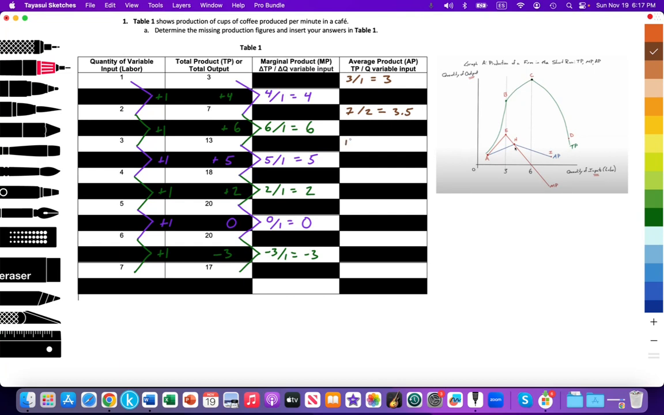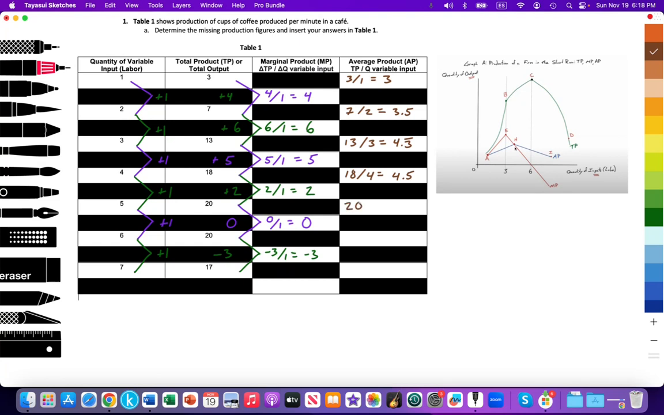Now we take total product of 13, divided by 3 workers. 13 divided by 3 is 4.3 repeating. So on average, each worker is producing 4.3 cups of coffee. Then we move on. Here we have 18 cups of coffee divided by 4 workers. 18 divided by 4 is 4.5. So on average, each worker is producing 4.5 coffees per minute.